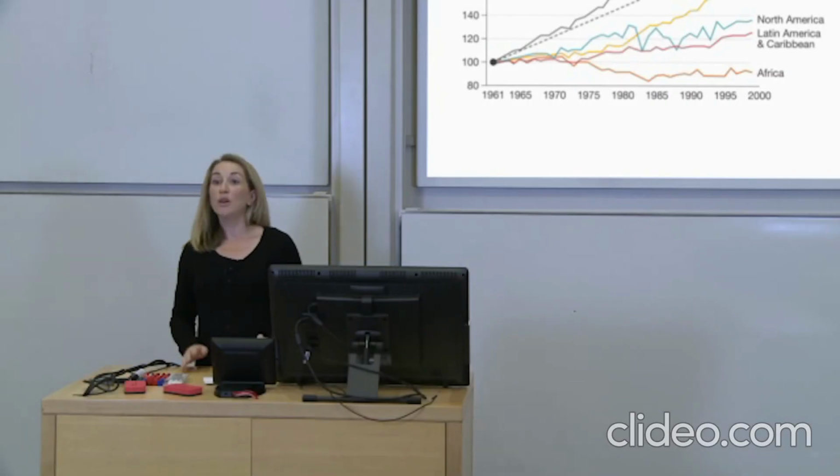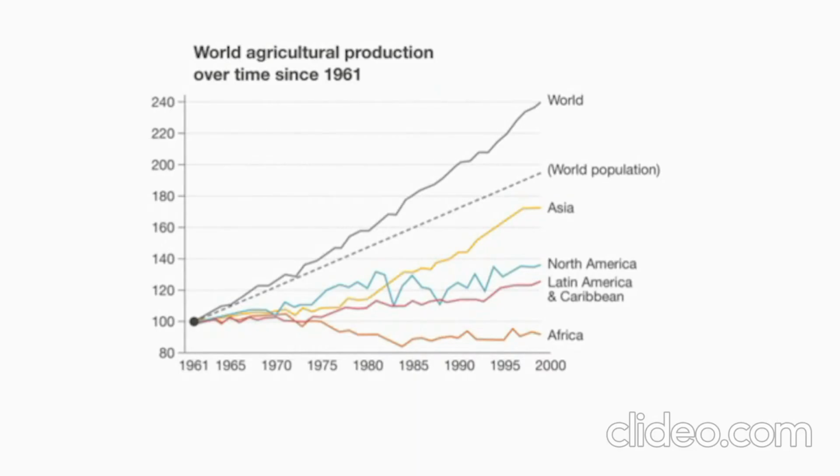So, let's look first at the historical background. This graph compares world food production and world population growth in the 40 years between 1961 and 2000. In the 1960s, there was a lot of concern in the West about population growth. It was thought that the world population would increase faster than food production, and that therefore there would be a reduction in food supply globally. There would be less food, basically.